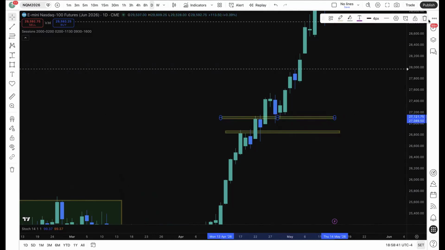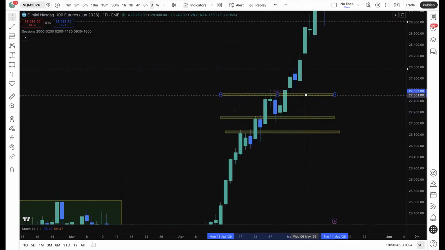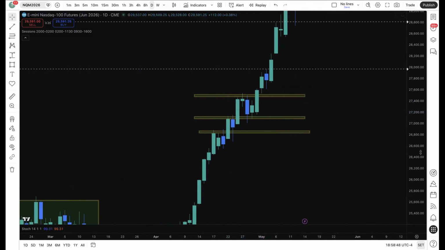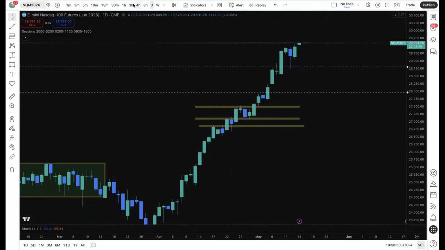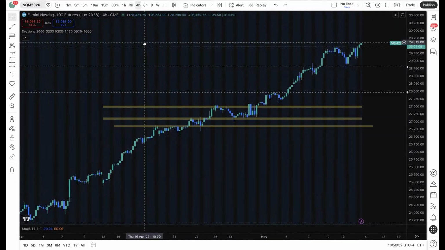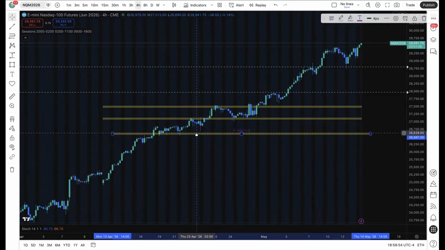This is on a daily, and that was some good market structure on pullbacks there. And then we'll just go to the 4 hour to see what it looks like. Almost, almost.